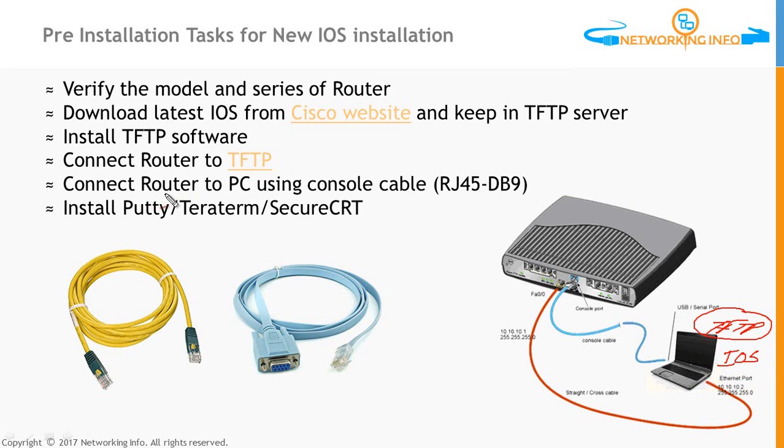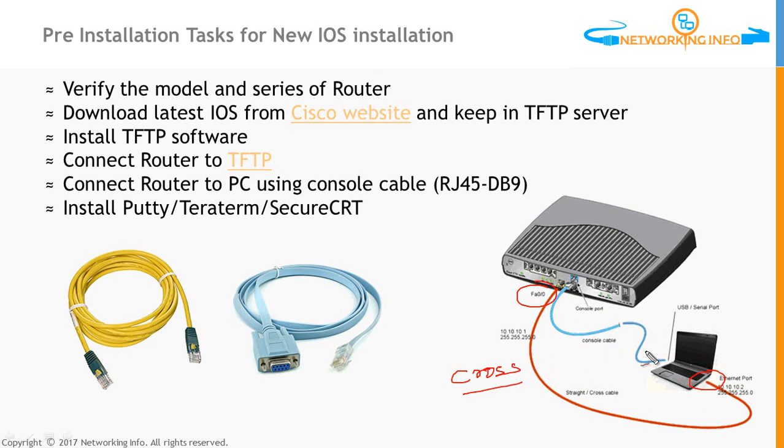Then the next thing is that the connection is most important. If you don't make the connections properly, then you cannot install. The connections I made here are like this. The FastEthernet 0/0 port is connected to the PC or the TFTP server. This is a LAN cable, and it is a crossover cable. You need to use a crossover cable between your TFTP server and the router if the TFTP server is locally connected. Then the other cable is the console cable, which is used to manage the device.